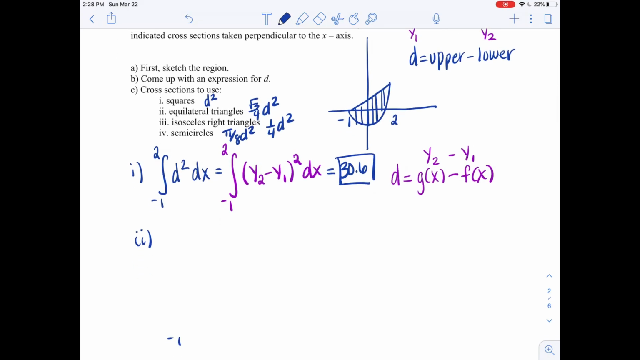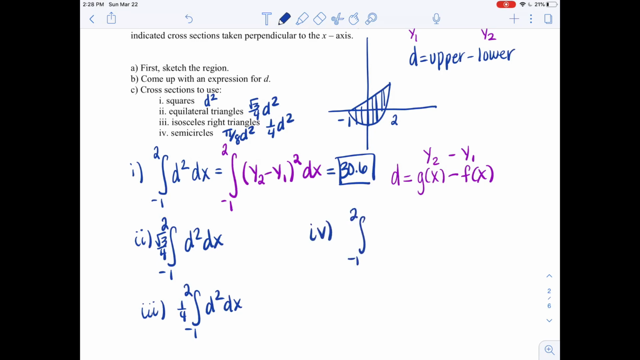So I'm just going to set up the next couple, and you can go ahead and plug them in your calculator if you'd like to figure them out. For the second one, I'm doing those equilateral triangles, same bounds, still d squared dx, except now you're going to put a radical 3 over 4 in front of that d squared. Or if it's isosceles right triangles, it's going to be integral from -1 to 2, still d squared dx, but now it's going to be a 1/4 in the front. And finally, for semicircles, it's going to be integral from -1 to 2, pi over 8 d squared dx.